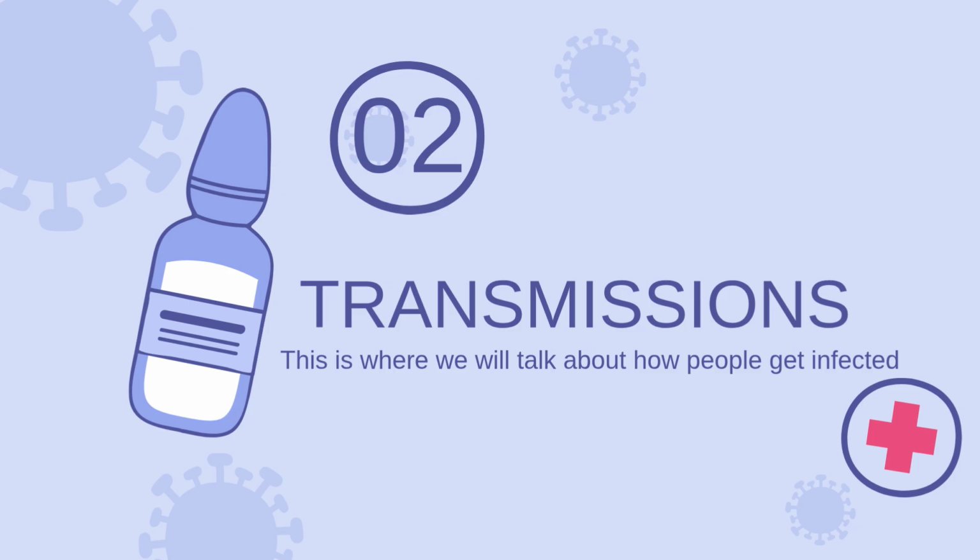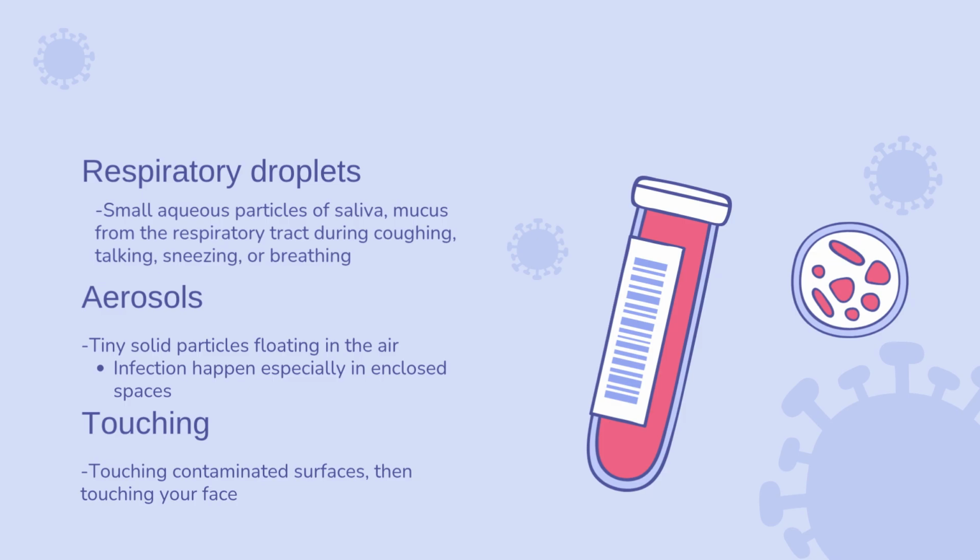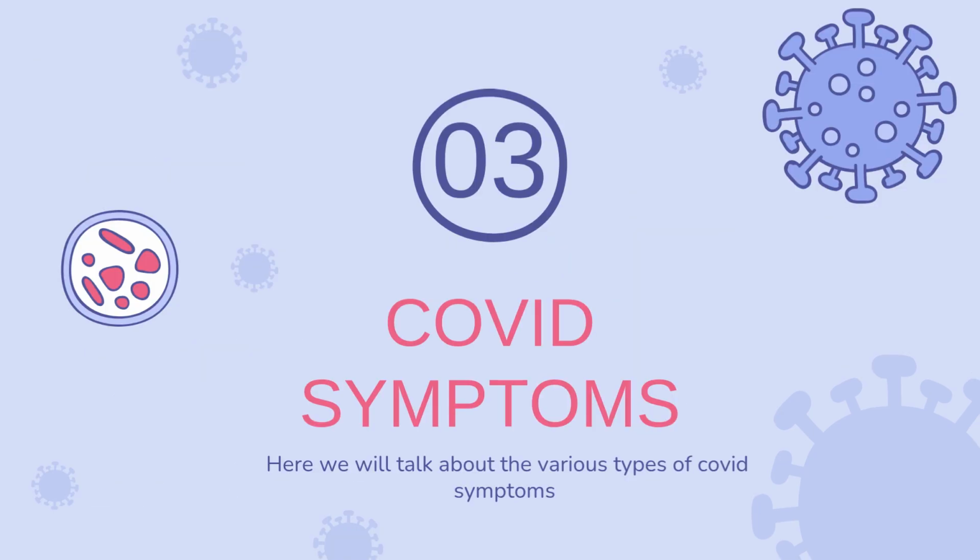Next, we have transmissions. This is where we will talk about how people get infected. Respiratory droplets. These are small aqueous particles of saliva and mucus from the respiratory tract during coughing, talking, sneezing, or breathing. Aerosols. These are tiny solid particles floating in the air. Infections happen especially in enclosed spaces. Touching contaminated surfaces, then touching your face is included as well.